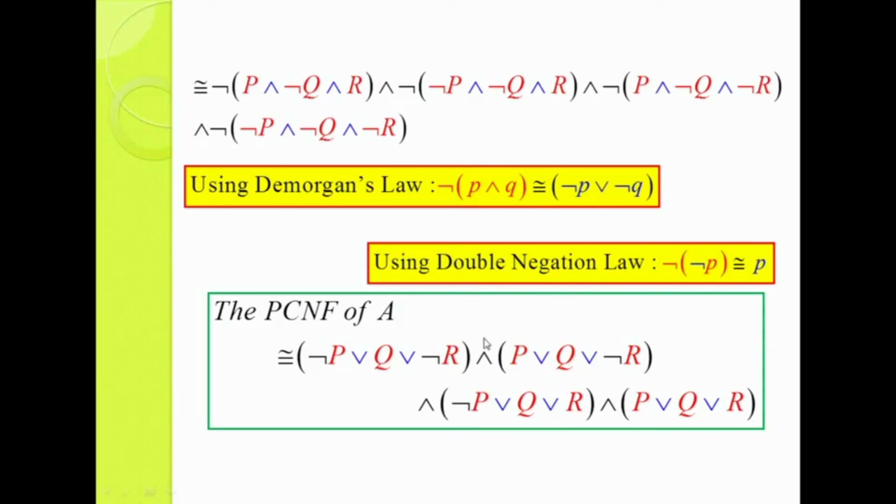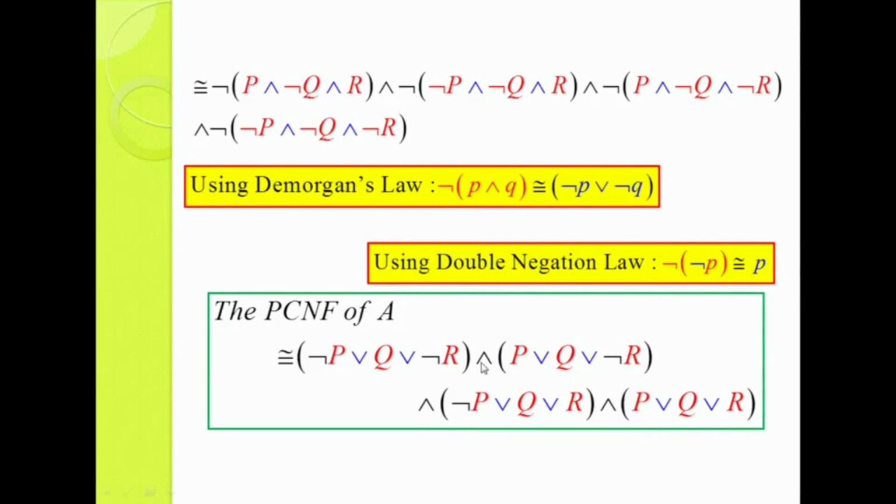So this, and again using De Morgan's law for the second term: negation of negation P equal to P by using double negation law, we get P. Negation of negation Q equal to Q by using double negation law, or R. What is negation of R? So negation R. Similarly, we get negation P or negation of negation Q equal to Q or negation of negation R equal to R. We get this term. Similarly, we get this term: negation of negation P or negation of negation Q or negation of negation R. By using double negation law, we get this term.